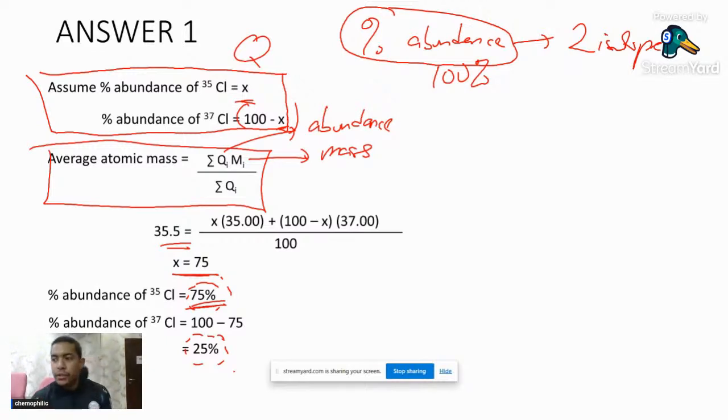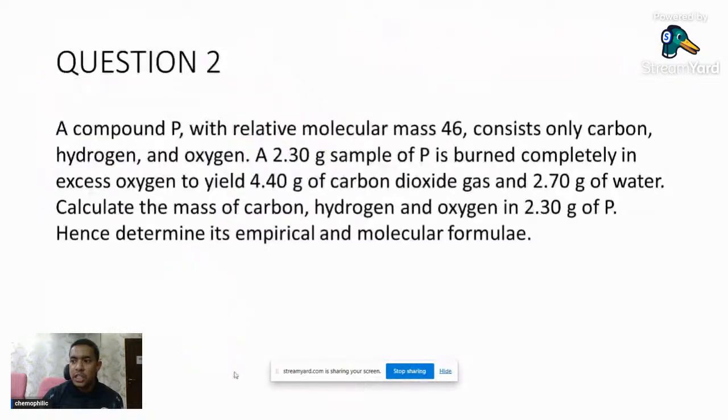Okay, I hope everyone's okay. So now we proceed to question number 2. Okay, question number 2, this is about empirical formula. See, the question at the end: hence determine its empirical formula and molecular formula.